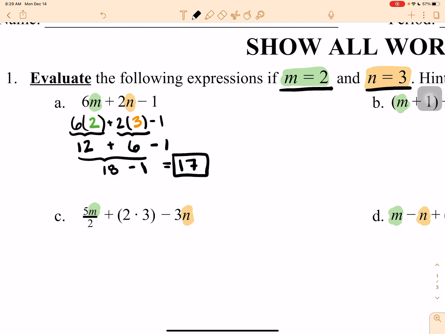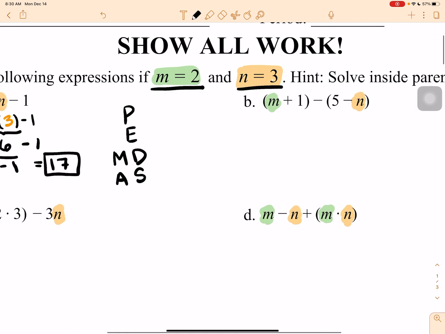And I'm following PEMDAS here. P is the parentheses. That means simplify inside the parentheses first, and then apply any exponents, and then do multiplication and division, and then addition and subtraction. Okay? So again, pause the video if I go too fast for you.